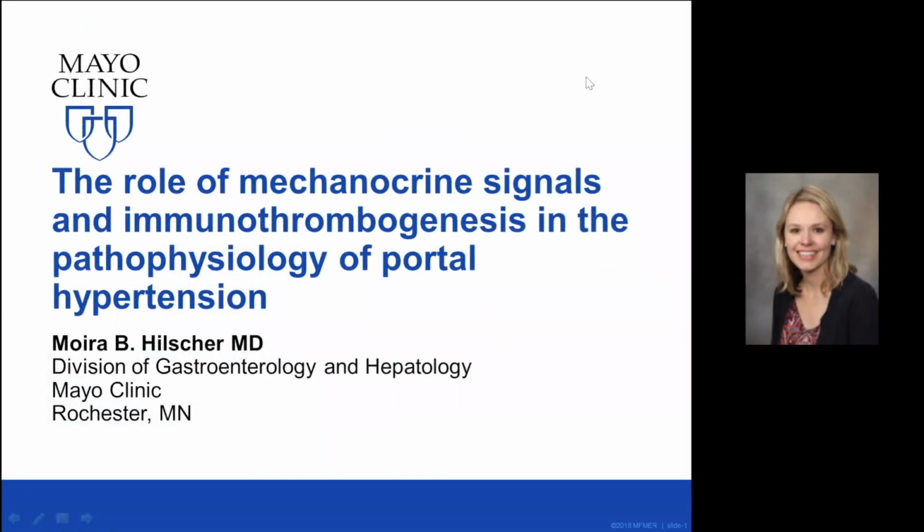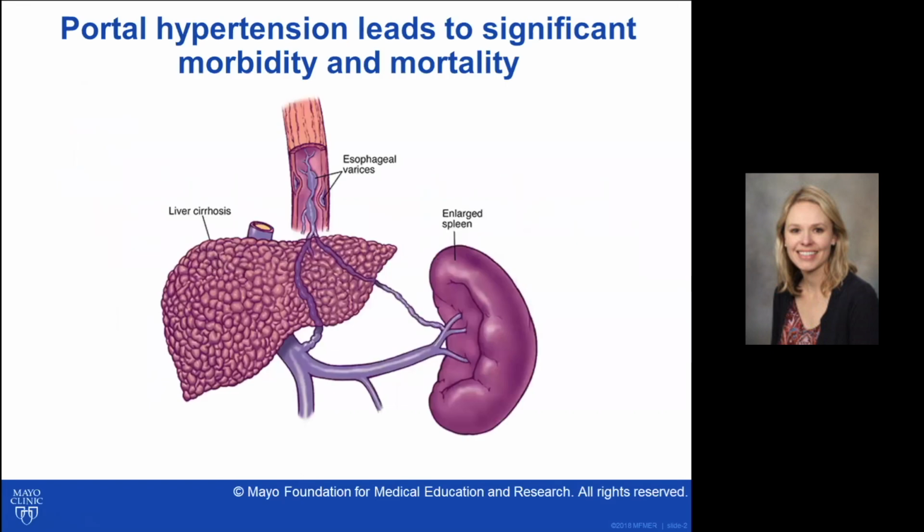My name is Maura Hilscher. I'm an assistant professor of medicine at the Mayo Clinic in Rochester, Minnesota, and I'll be speaking about the role of mechanocrine signals and immunothrombogenesis in the pathophysiology of portal hypertension.